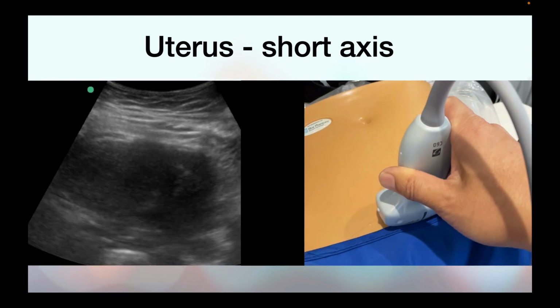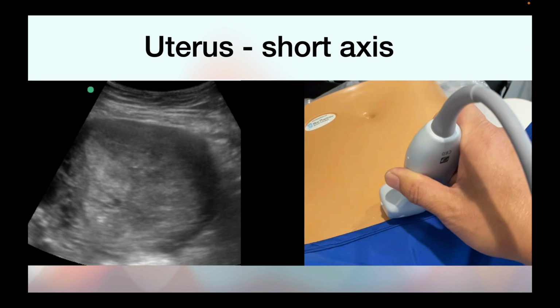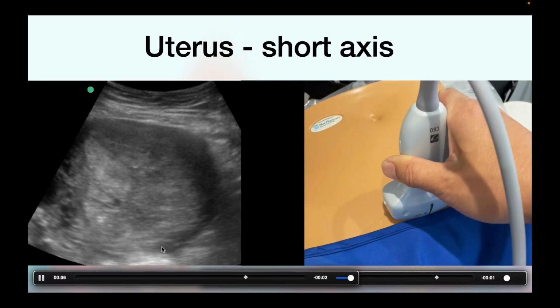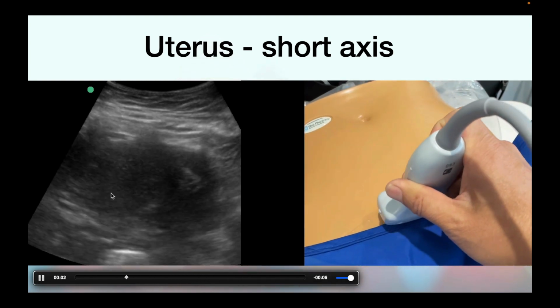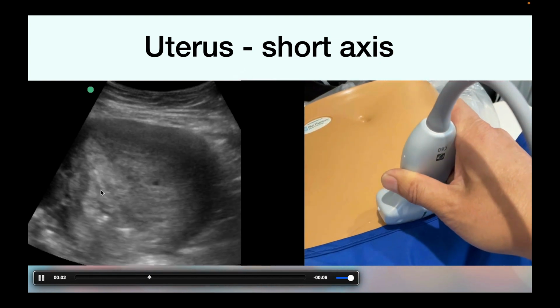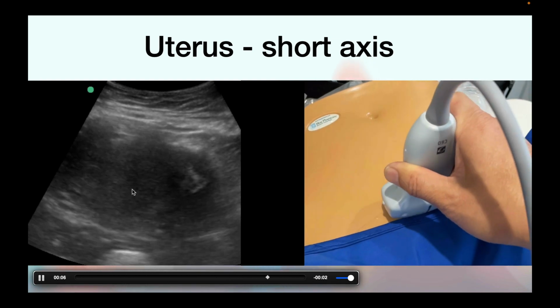And this is what it will look like when you're fanning the probe superiorly. You see the fundus of the uterus, the bladder, and the cervix below that. And there are a couple of surprises as you tilt more. One is this IUD, which is very, very echogenic. And there is also an intrauterine pregnancy right there.